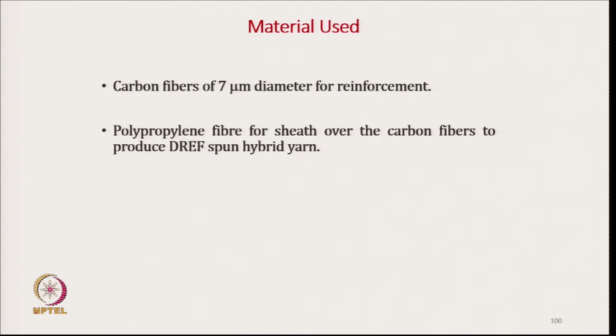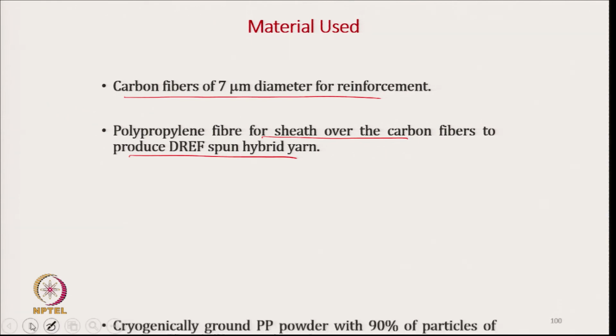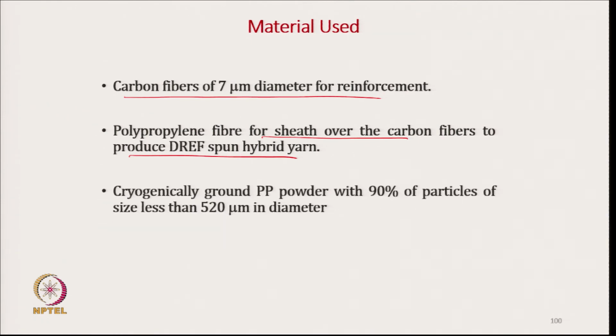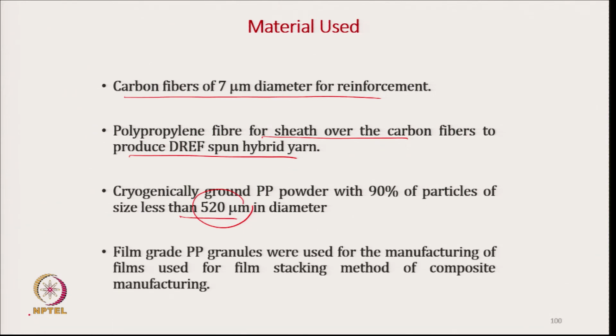Material: the same material we will be using here, carbon fiber of 7 micron diameter, and for DREF spinning polypropylene fiber as a sheath on the carbon fiber for producing DREF spun hybrid yarn, and for powder coating, with the same powder coating principle, we will be using cryogenically ground polypropylene powder, and film grade polypropylene granules were used to manufacture film of certain thickness, okay, for the film stacking method.